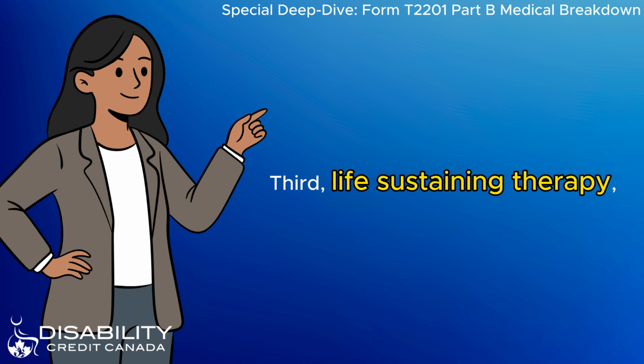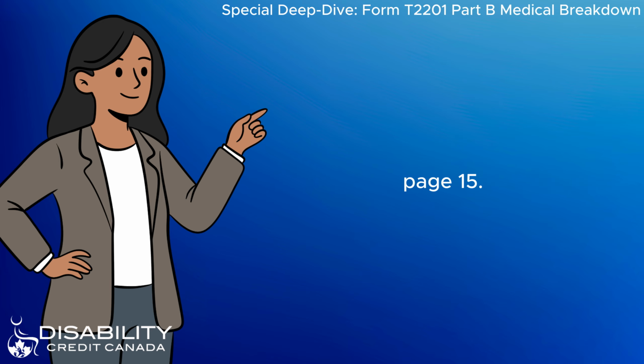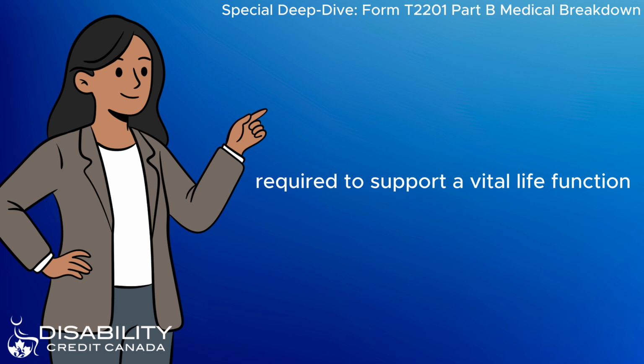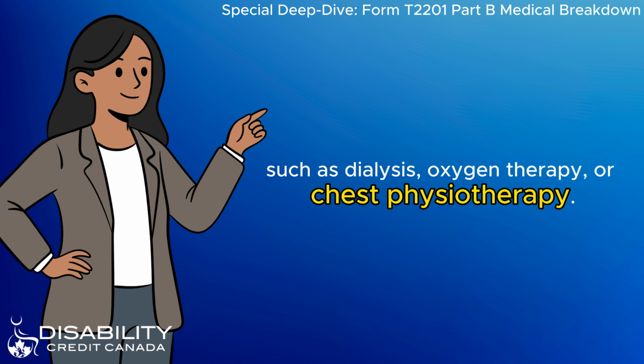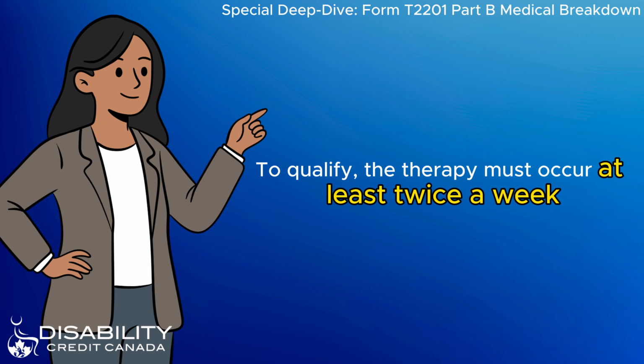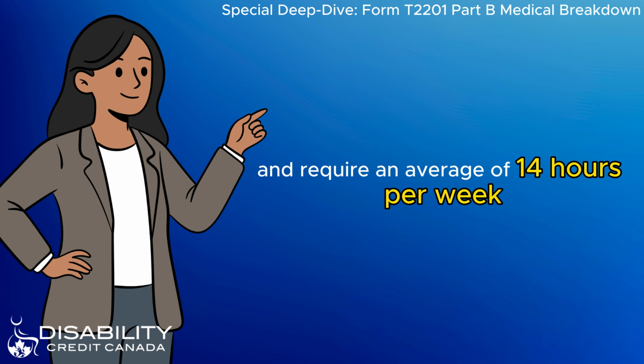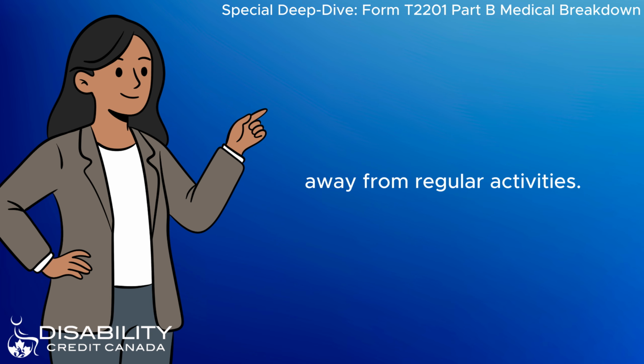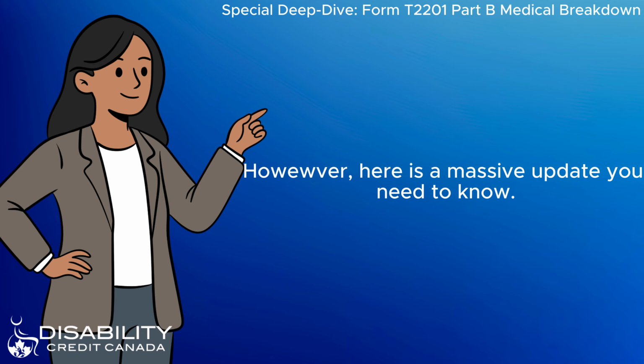Third, life-sustaining therapy, page 15. This is for therapies required to support a vital life function, such as dialysis, oxygen therapy, or chest physiotherapy. To qualify, the therapy must occur at least twice a week and require an average of 14 hours per week away from regular activities. However, here is a massive update you need to know.